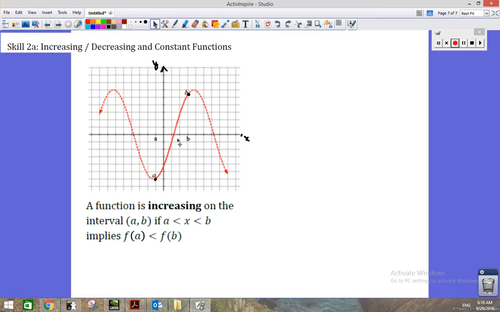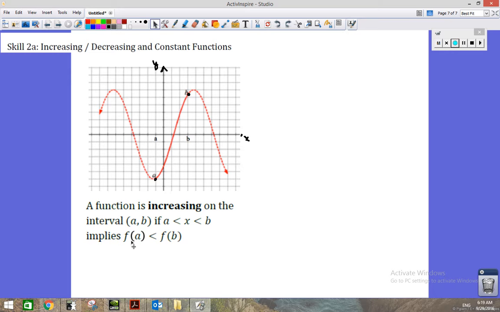So in this definition, we have a function is increasing on the interval from a to b. That's giving me a location of where to look on the graph to find my function. So if you're looking for any point on the graph that has an x coordinate that is between a and b, that's what that interval notation is. A function is increasing on the interval from a to b if a is less than x, which is less than b, implies that f evaluated at a is less than f evaluated at b.